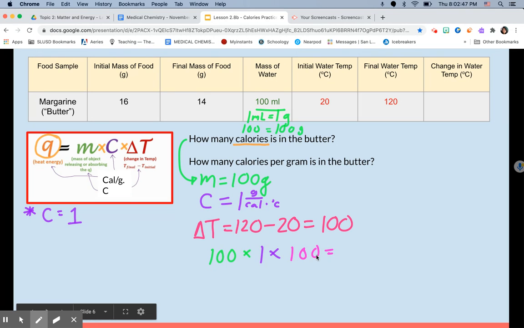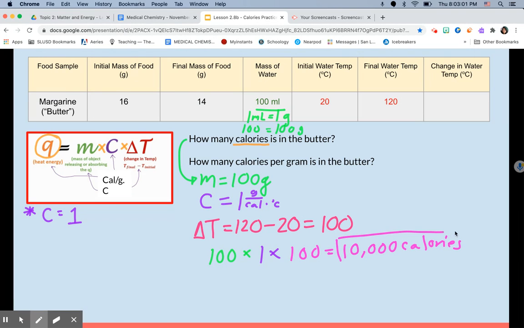I can either do this in my head or type it into a calculator, and I will get a total of 10,000 lowercase c calories. That is my final answer.